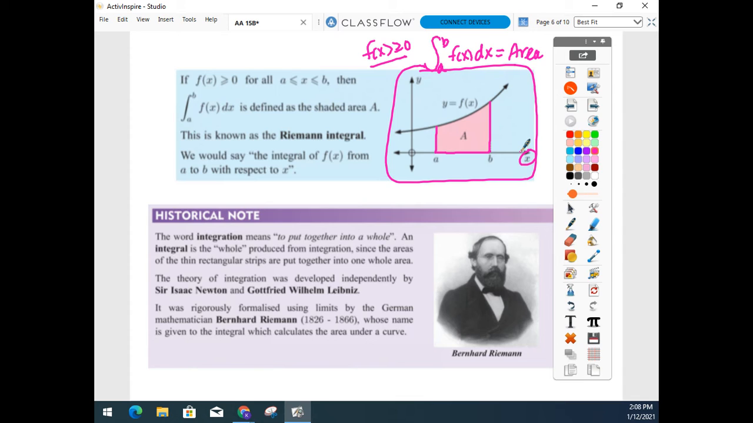Okay. So another little historical note, the word integration, when you're integrating, put it together into a whole. So an integral is the whole produced from integration. So Sir Isaac Newton and Leibniz, I would say those are the main guys you think of when you think of calculus. And Riemann is the guy that figured out those little Riemann sums where you divvy it up into rectangles.